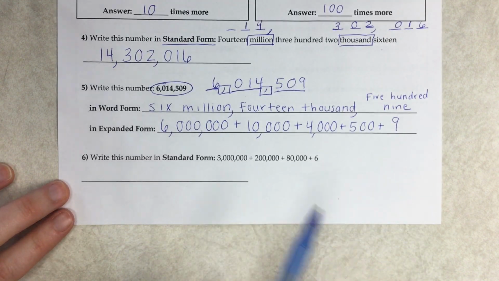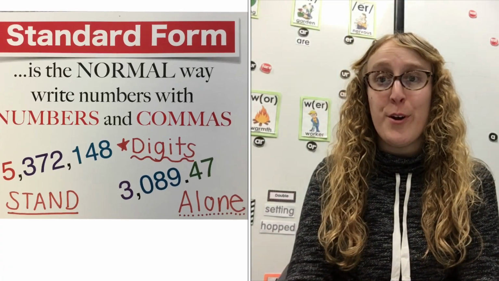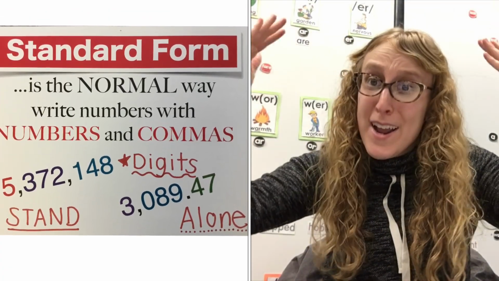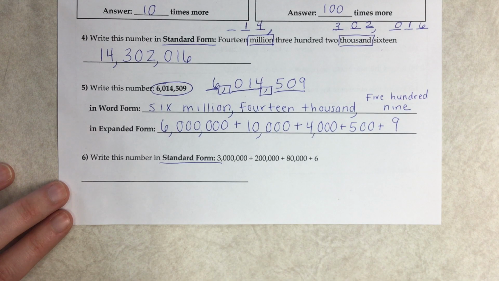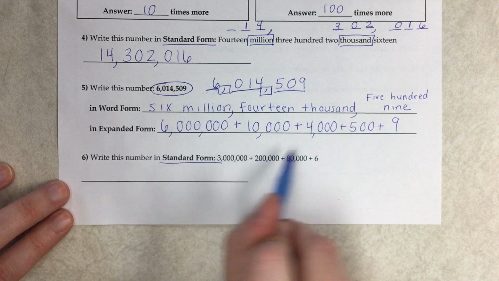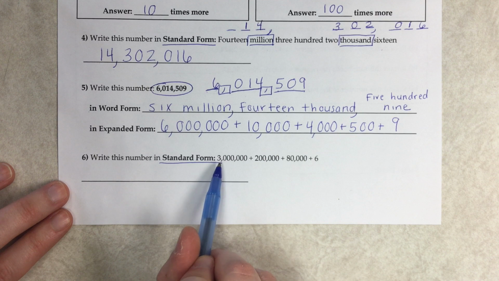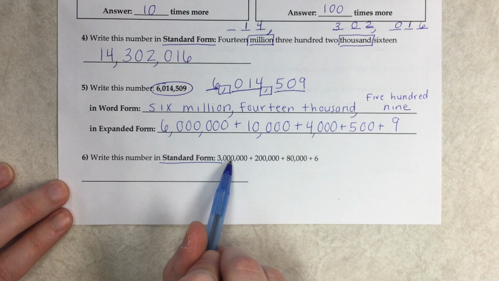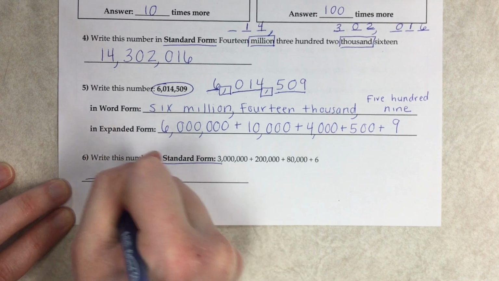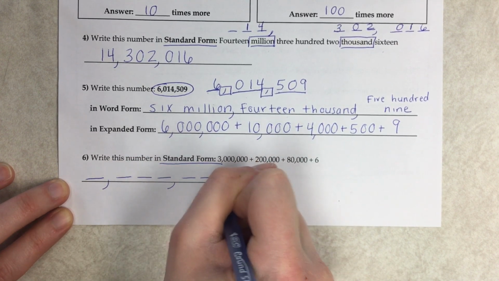All right, number 6. Write this number in standard form. Once again, we know standard form is the normal way to write numbers. Duh. What I need to do if I have a number in expanded form like this to put it into standard form is I find my biggest number, which is right here, 3 million, and I draw lines and spaces for every digit that's in 3 million. So 3, 6, 7 digits. So I'm going to write them on my line. 1, 2, 3, 1, 2, 3.